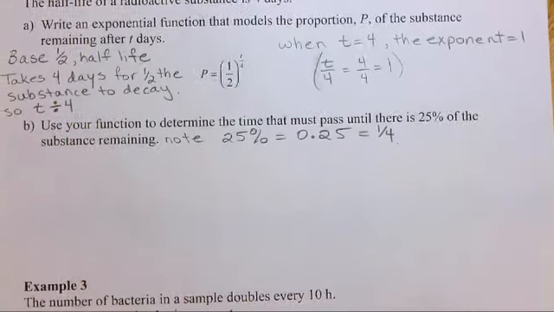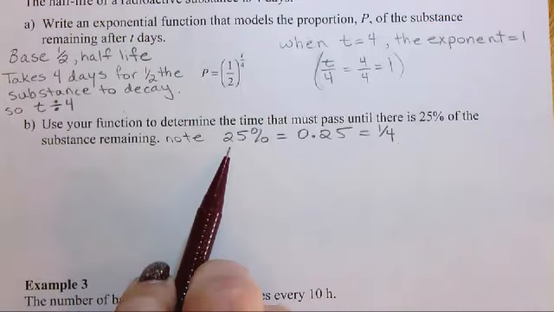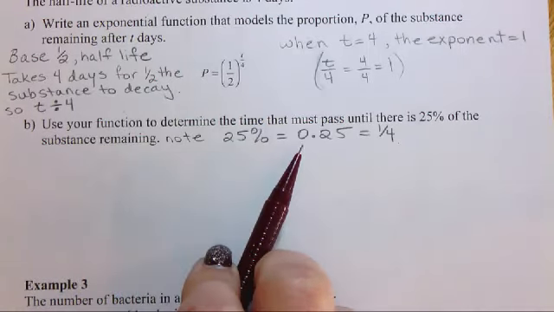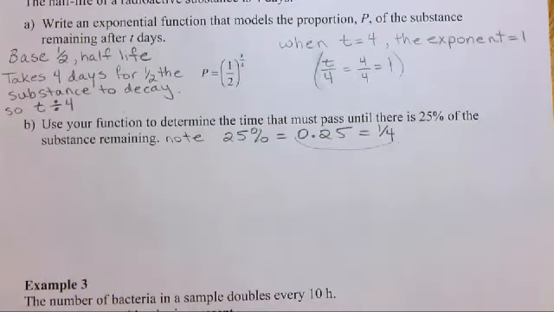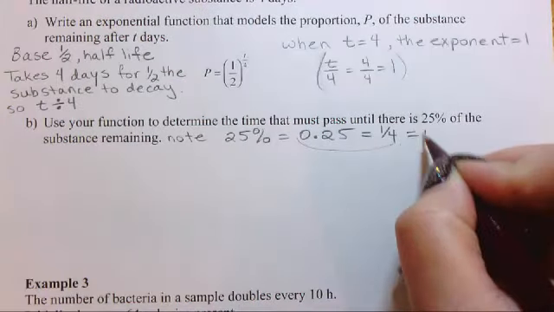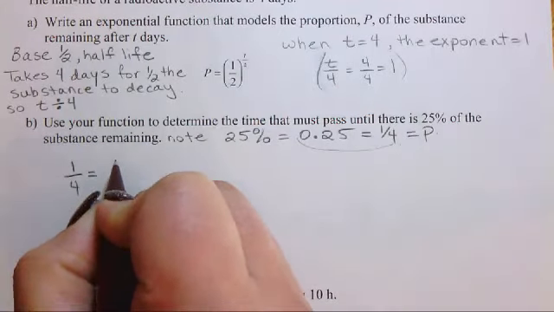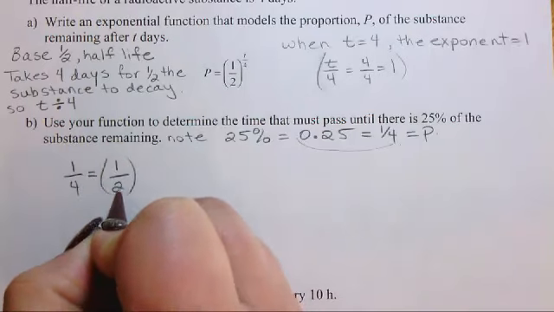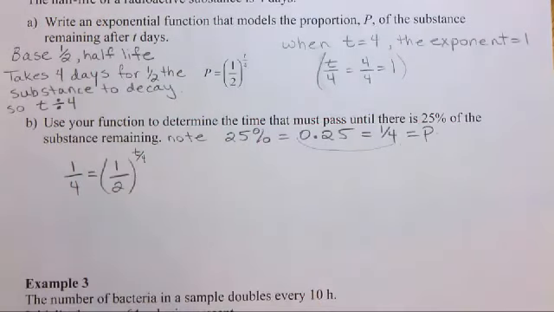All right, now here in part B, it says use your function to determine the time that must pass until there is 25% of the substance remaining. Just a note, 25% is equal to 0.25, and that is a quarter. You're going to use one of these two numbers in your equation. We're not going to use the percentages. This is all P, the proportion. So we have 1/4 equals 1/2 to the power of t over 4.